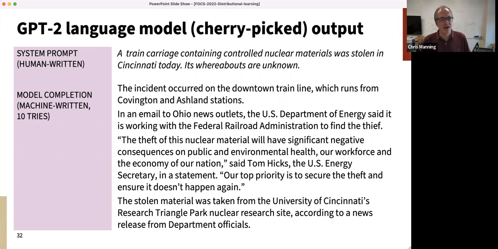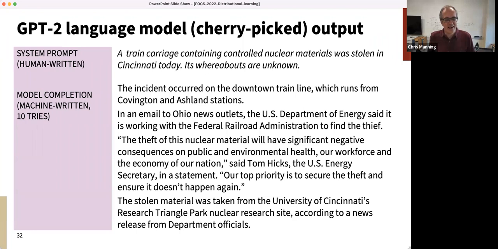So here's an example. If we give it the human-written prompt that a train carriage containing controlled nuclear materials was stolen in Cincinnati today, generating on from that context, it says the incident occurred on the downtown train line, which runs from Covington to Ashland stations, et cetera. Even simpler models could basically produce locally coherent text. But what's stunning about these models is that they can produce paragraphs of coherent text that genuinely tell a story and correctly and interestingly pick out context. It not only knows associations like the US Department of Energy being responsible for nuclear materials; since there's mention of something being stolen, there are then references to a thief and stolen material. Cincinnati goes to Ohio. It's all just extremely, extremely good text production.